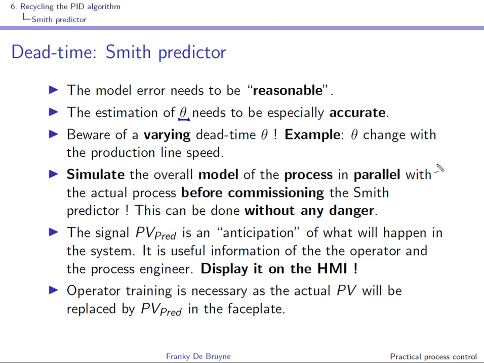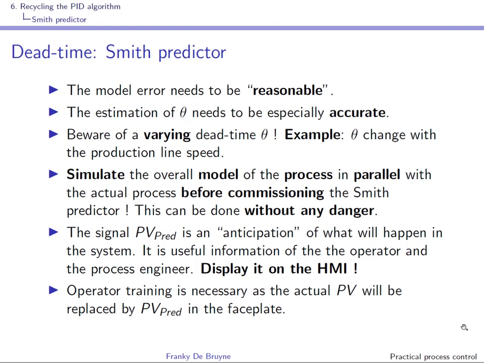What you could do to ensure that you have a good model is run the model in parallel with the process without using it, just for comparison. So before you commission the Smith predictor, to have confidence in this model and to adapt it, and once you're sure that the result is satisfactory, you can use it in your Smith predictor. So running the model in parallel is something that can be done, of course, without any danger.